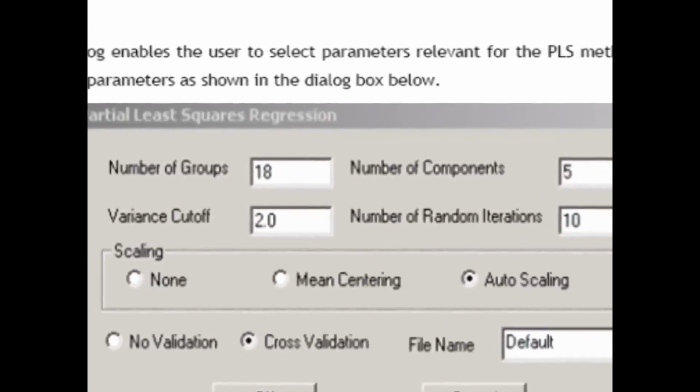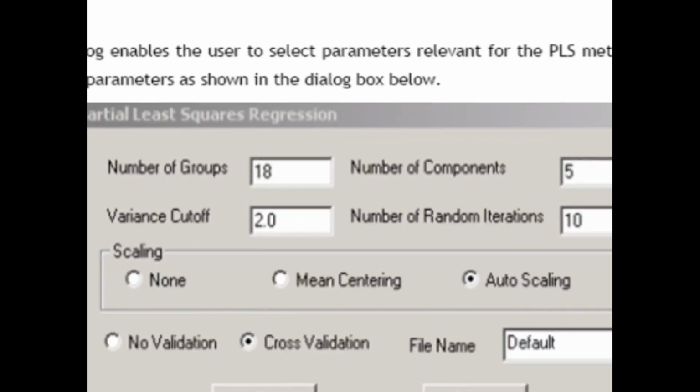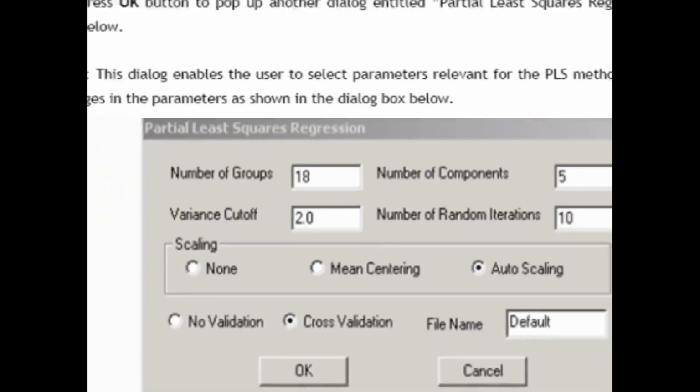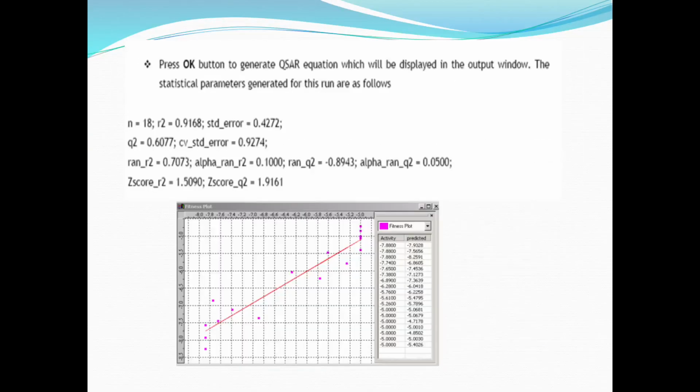You will use the partial least squares method. You will see the number of rounds of iterations is 10. The more the iterations, the better the result. A minimum of 10 iterations is necessary.